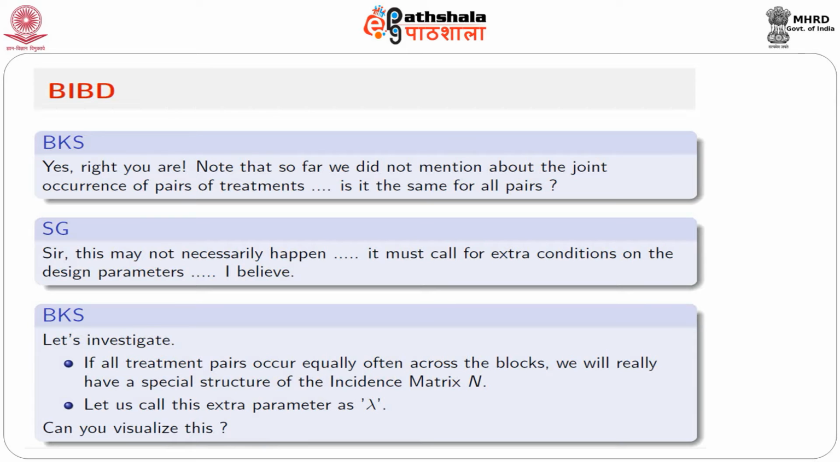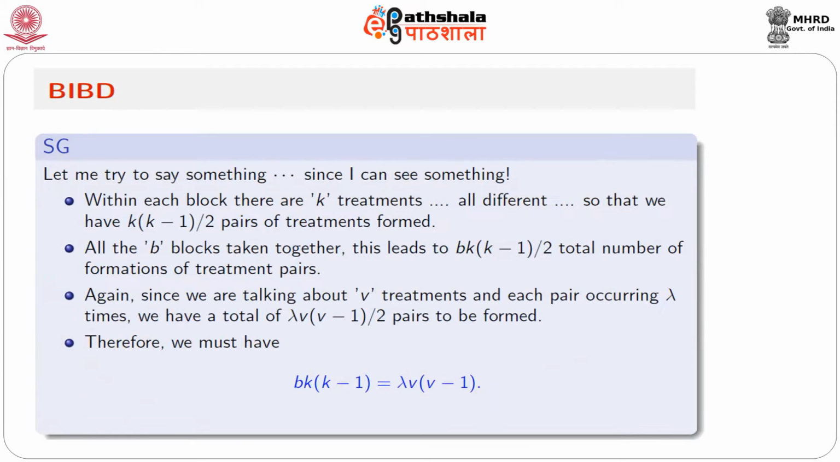Let us call this extra parameter, the constant number of times a treatment pair comes across the blocks, lambda. Can you visualize this? So let me try to say something, since I can see something. Within each block there are k treatments, all different.